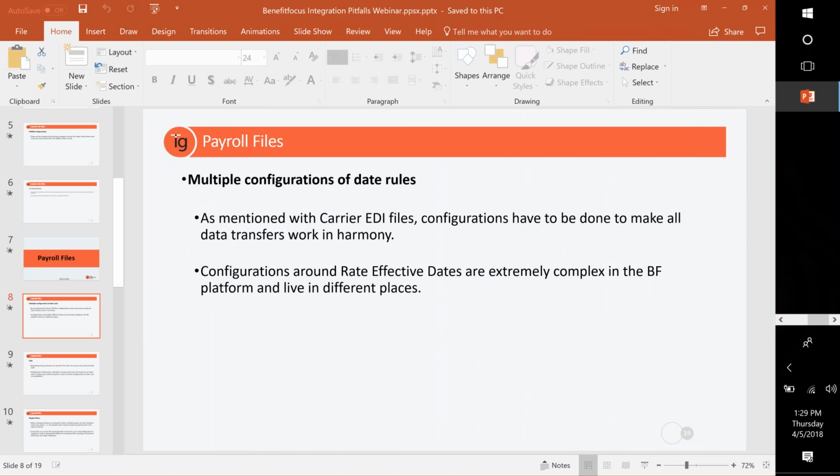Again, this is extremely tricky, and I'm sure that if you've had Benefit Focus for over a year, you've probably experienced something like this with your deduction file. So I don't really know if I can go too much into detail on this one, just because there are so many things to talk about. So I guess I can open up for specific questions at this point.